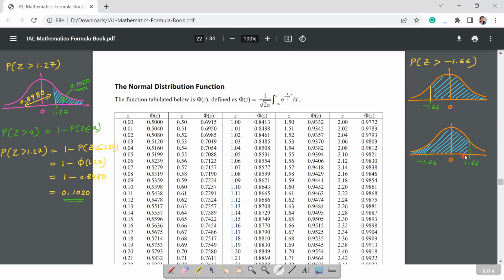These two areas must definitely be equal, right? They have to be equal, because this graph is symmetric. So the same area you represent on this side, the area in front of minus 1.66, is the same area you have behind positive 1.66. Are you with me, guys? Okay, so I'll give you guys a rule here.